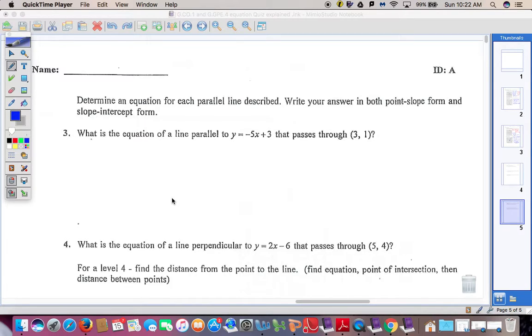Let's look at page 2 of your quiz. So this is potentially one of your questions. If not, I'll do your question 3 in just a second.